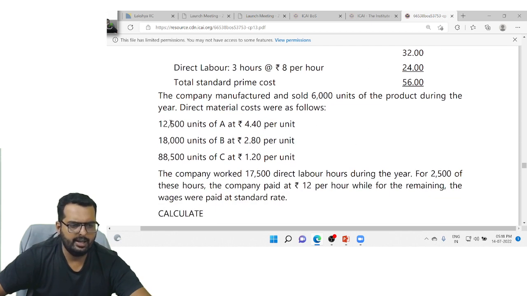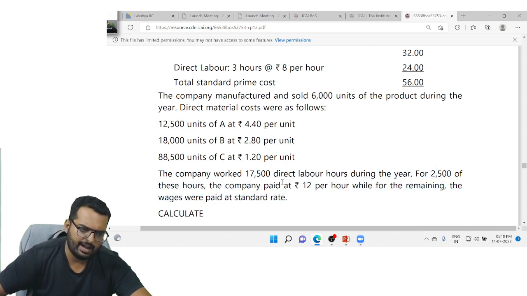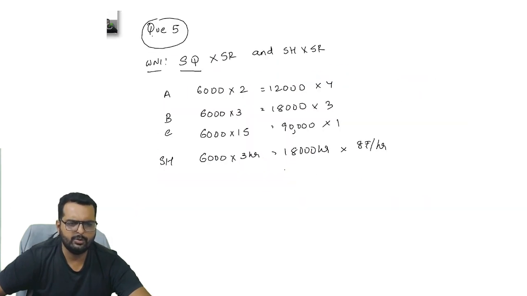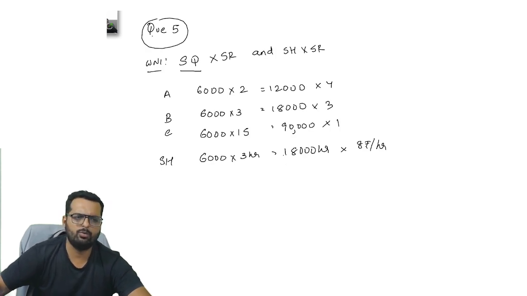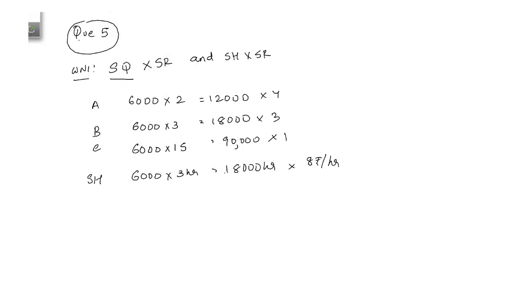Then AQ is given, AP is given, actual hours is given, and actual rate is also given. Rest you can easily do it, friends. Can you just write down this? Rest, please do it as homework. So we are done with question 5 also. That question 4, let me go and check that again. There is some mistake over there.